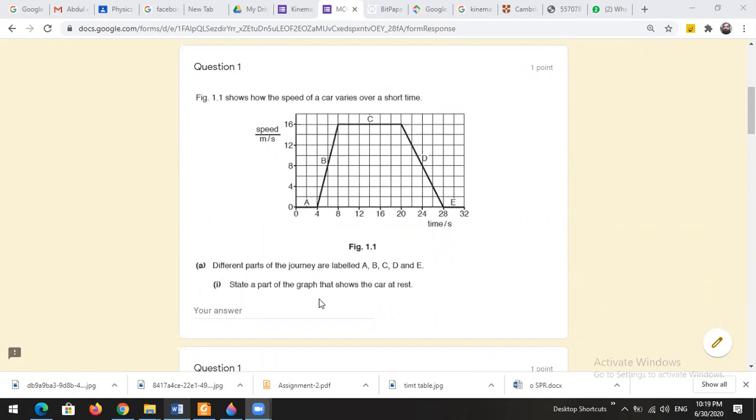State a part of the graph that shows the car at rest. So you can see here at A, the car speed is 0 because rest means speed is 0. Similarly, in this part E, 28 to 32 seconds, in this interval, the car speed is 0 as well. So you can write A or E, any one of them.